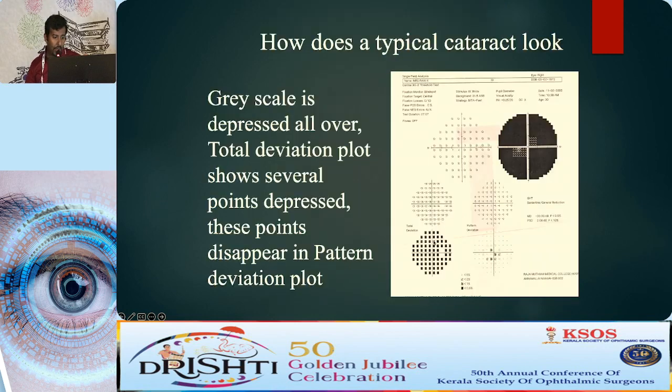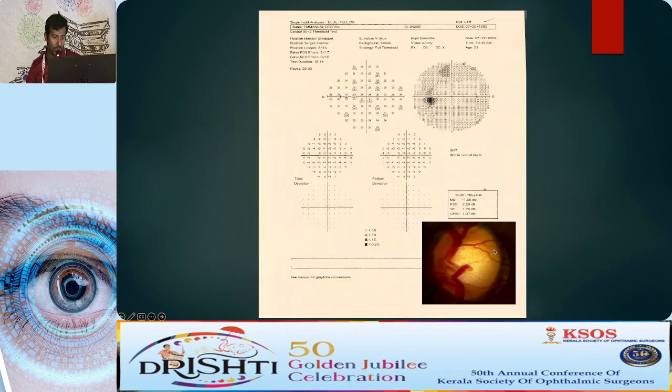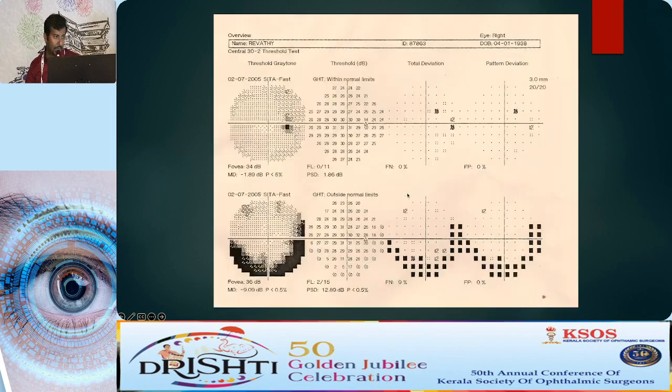In a cataract, there is depression in the total deviation but not in the pattern deviation. Cataract, corneal opacity, or miosis. Okay, and this is a SWAP test, short-wavelength automated perimetry, blue and yellow, and this can detect pre-perimetric glaucoma. If there are even minor changes, up to 10% to 20% neuronal loss can be detected here. And this is one way of looking at the progression.